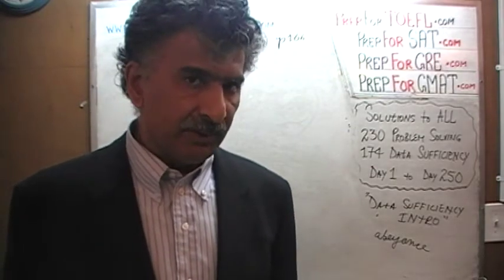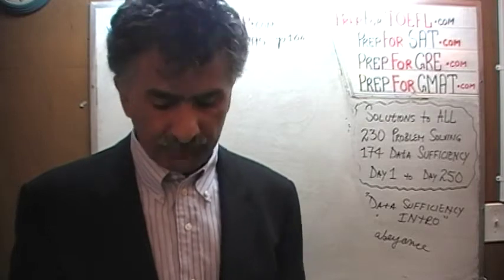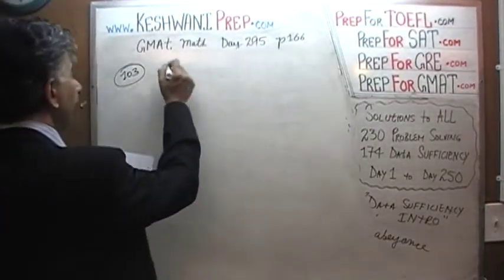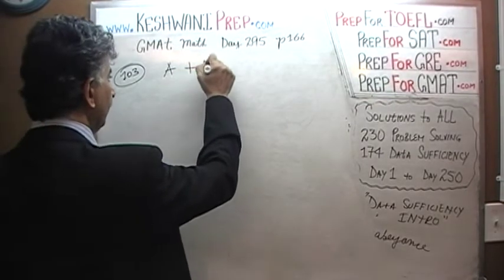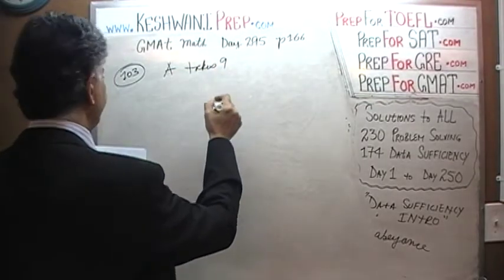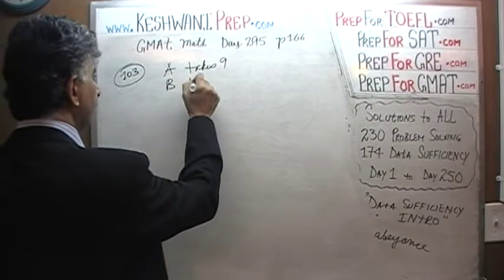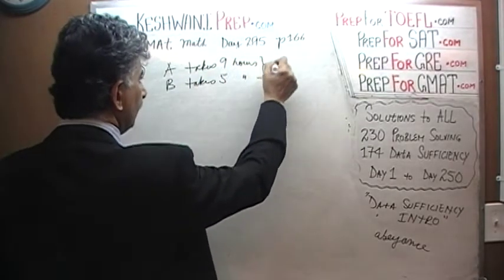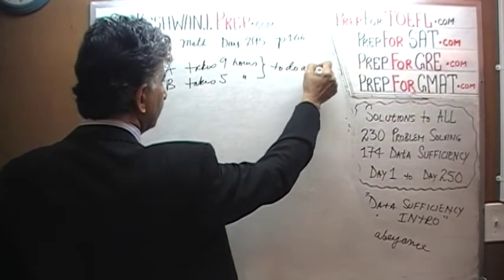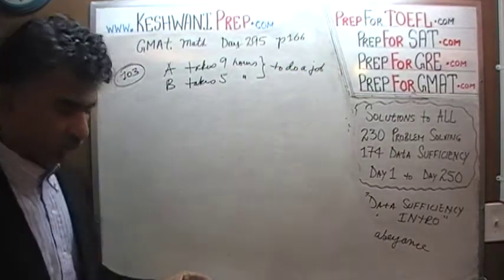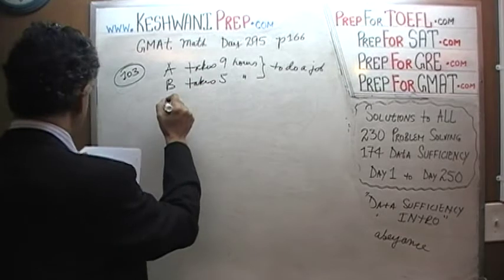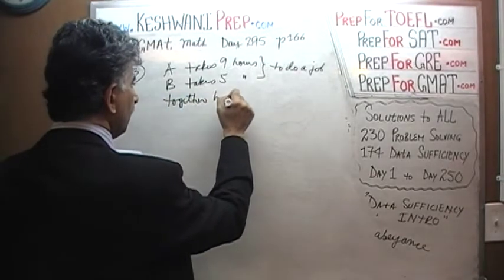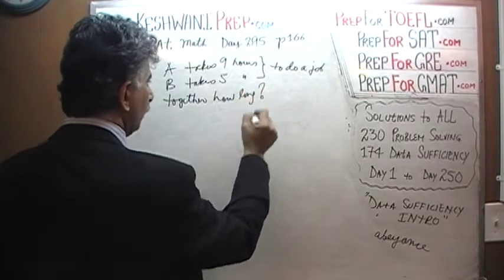Another way to look at the same problem is as a work problem. What we're dealing with here is that A, we are told, takes 9 hours to do the job, and B, we are told, takes 5 hours to do the job, alone, that is. Do you understand? The question is, how long will they take if they were to work together?